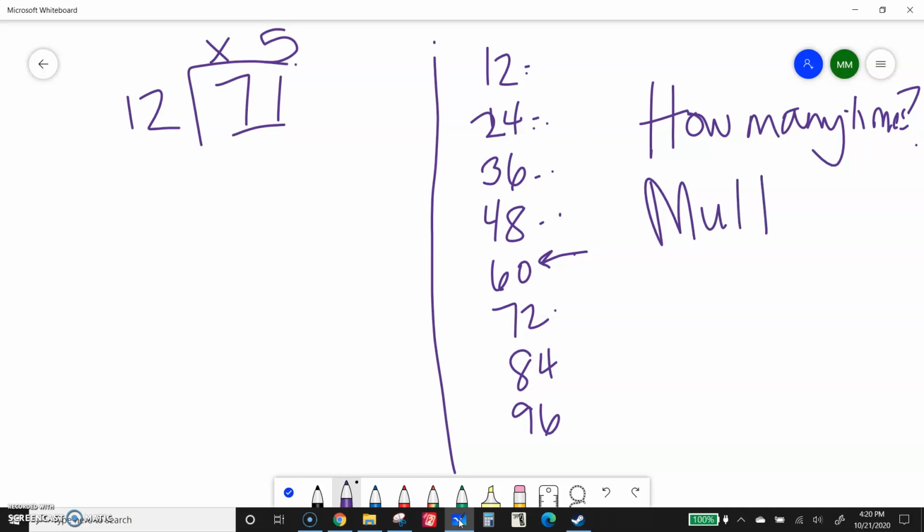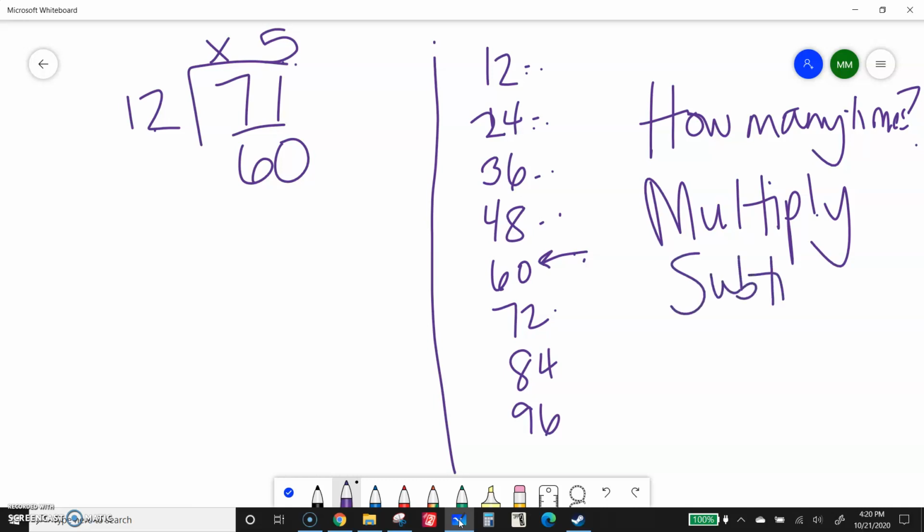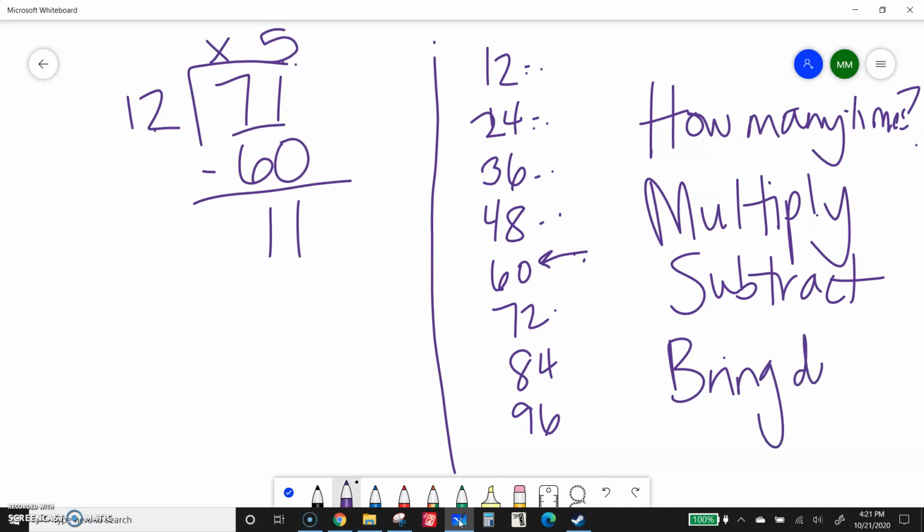Now we need to multiply. 5 times 12 is 60. Again, I know that because I wrote it right there. Now I need to subtract. 71 minus 60 is 11. Bring down. Well, I have nothing to bring down. Also note, if the number I wrote here was bigger than 12, I wouldn't be done yet. But it is smaller, so we are good. We just have remainder 11.